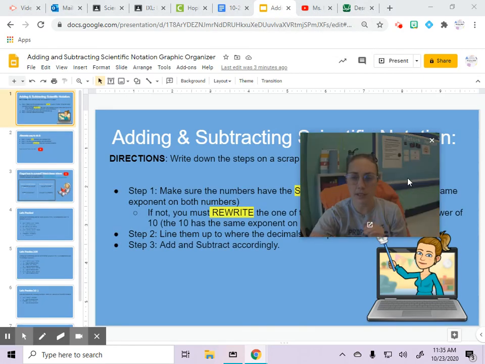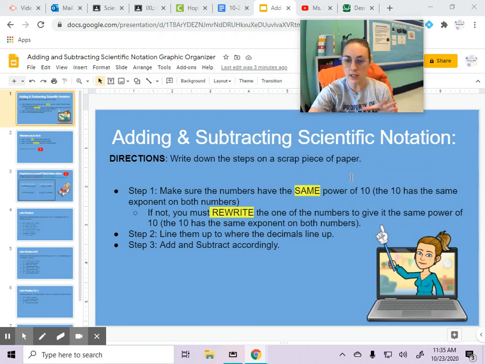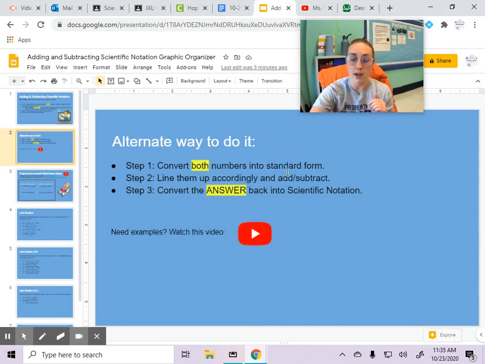But RLP students, y'all are going to have something that looks a lot like this. Let me make myself smaller. This is what it's going to look like. It's going to be adding and subtracting scientific notation. Your directions are to write down your steps. Here's one way to do it. There's also an alternate way on how to do it.